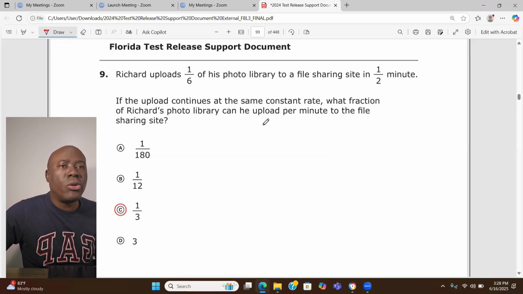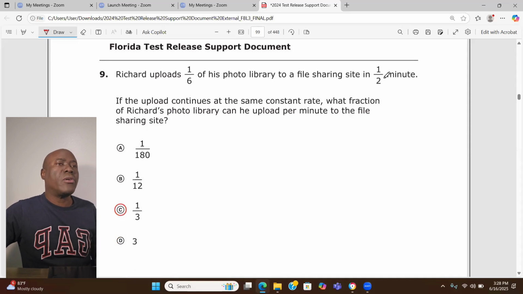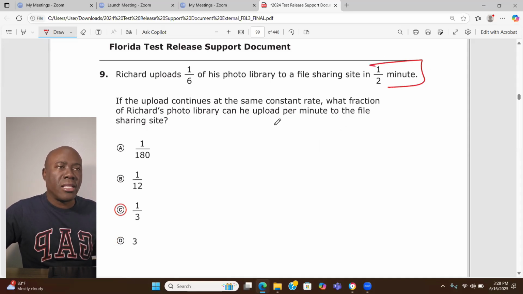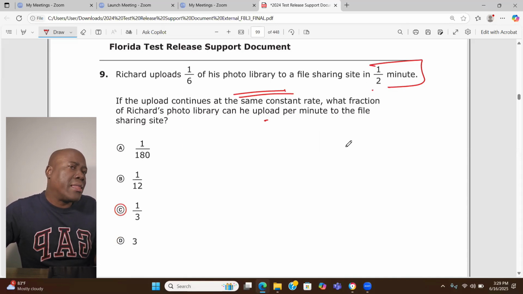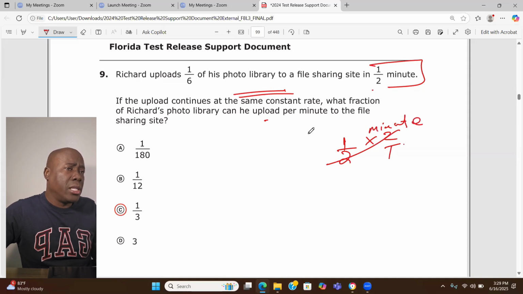Number 9 says Richard uploads 1/6 of his photo library to a file sharing site in half a minute. So it took like half of a minute. He says if the upload continues at the same rate, so here we have some consistency, what fraction of Richard's photo library can be uploaded per minute? All right, so the idea is we're moving from half a minute to per minute. How do you change a half of a minute to 1 minute? You would have multiplied this by 2. So you could see this becomes 1 minute here, right? So whatever we do here, we'll do it to 1/6. To find the answer, you want to double this.